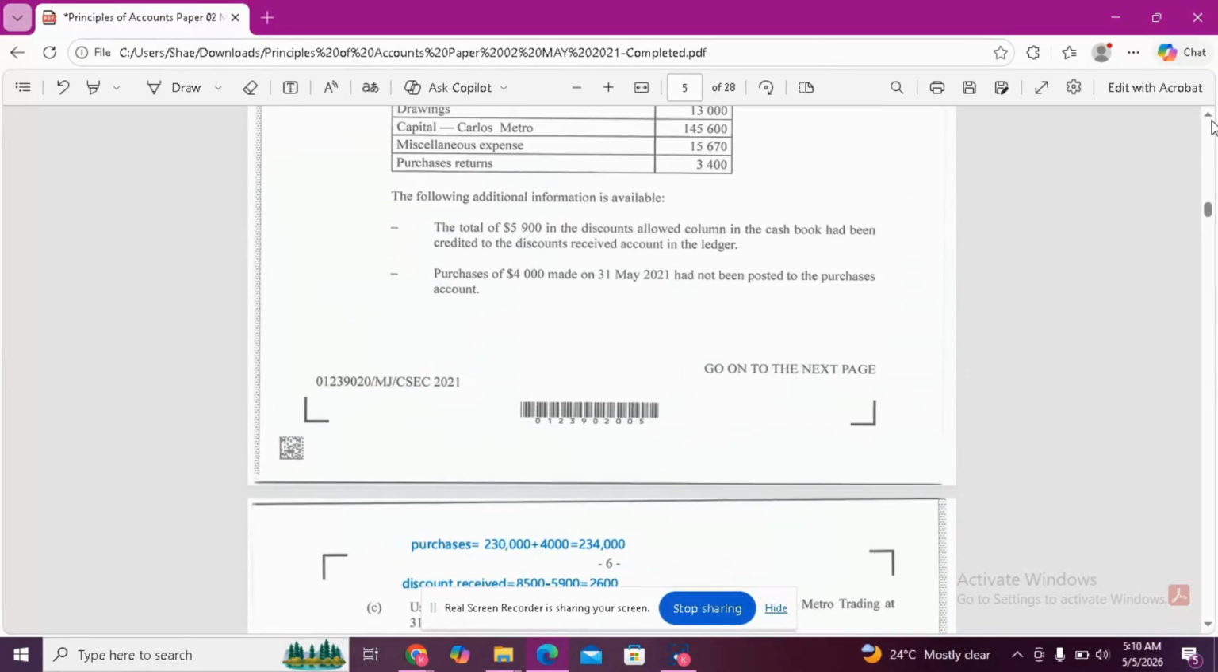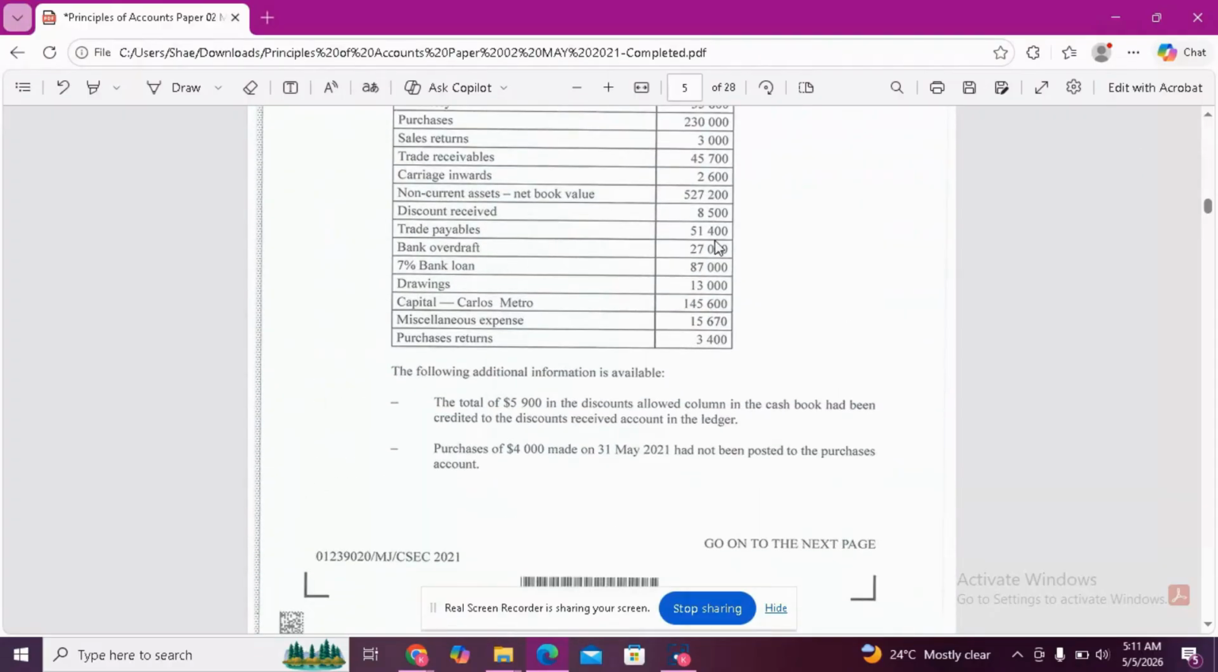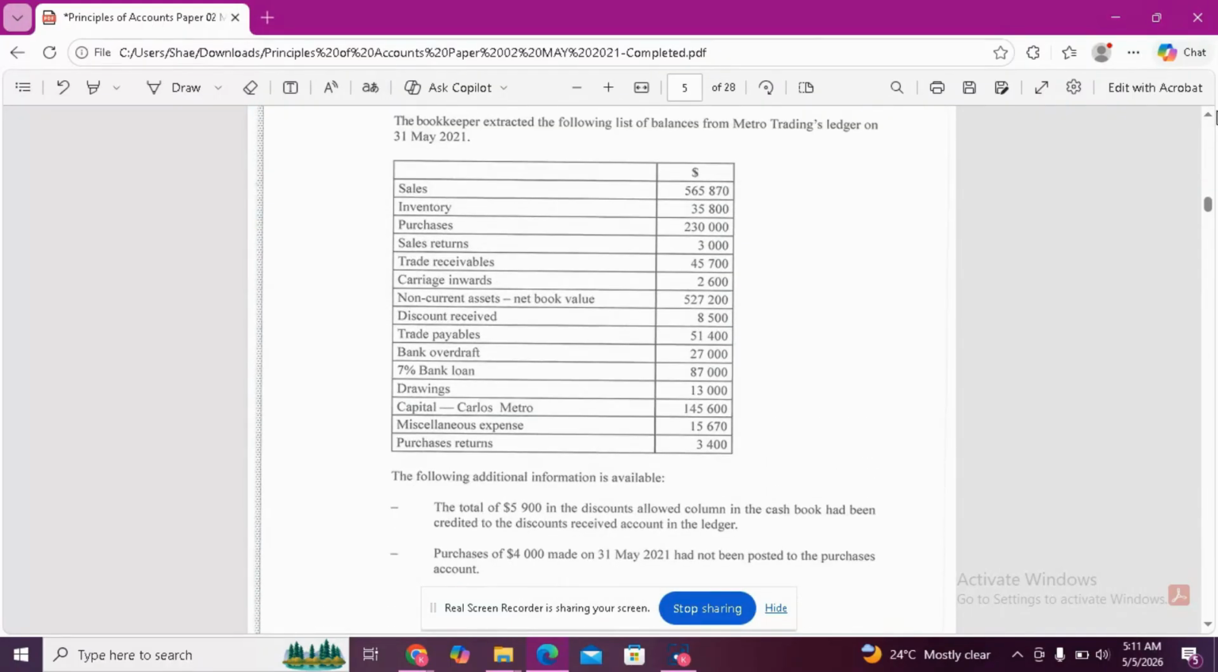However, they also gave us a note. It says the following additional information is available, and the total of 5,900 was in the discount allowed column and credited to discount received. What that simply means is that some of the money that was placed as discount received should not be there. In fact, it should be in your discount allowed column. So you need to remove it from discount received and place it in discount allowed.